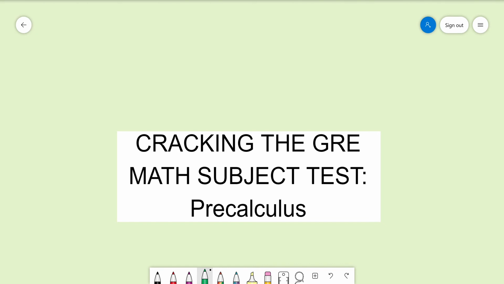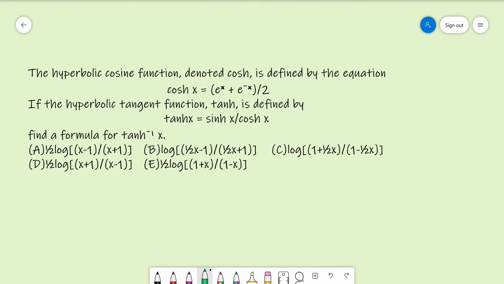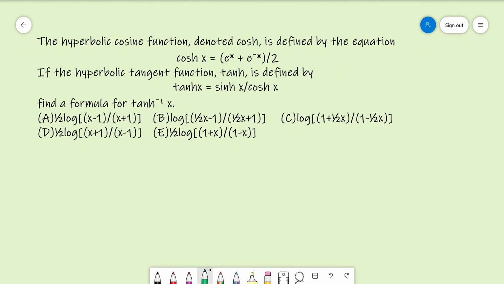We're on Precalculus, and this is question number 20. This question is similar to the previous one. In the previous problem, we were asked to find an expression for the inverse of the hyperbolic sine of x. Here we're asked to find an expression for the inverse of the hyperbolic tangent of x, where hyperbolic tangent is defined as hyperbolic sine divided by hyperbolic cosine. And hyperbolic cosine is defined as e to the x plus e to the negative x over 2.